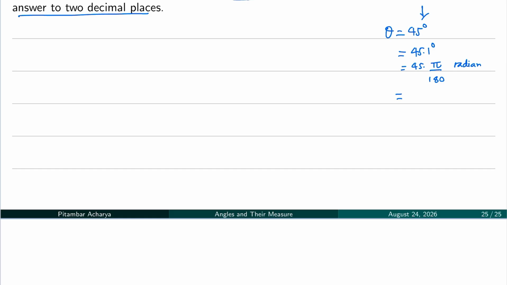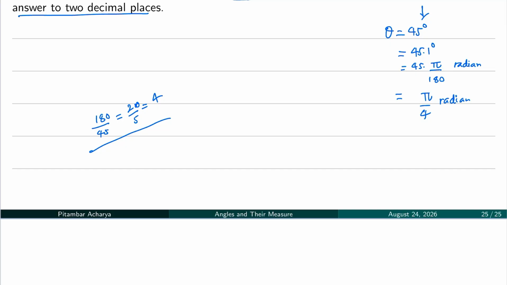So what is the value? Can we divide 180 by 45? Yes, why not. You can divide by 9, 20, divided by 5, 4. So we have pi over 4 radian.